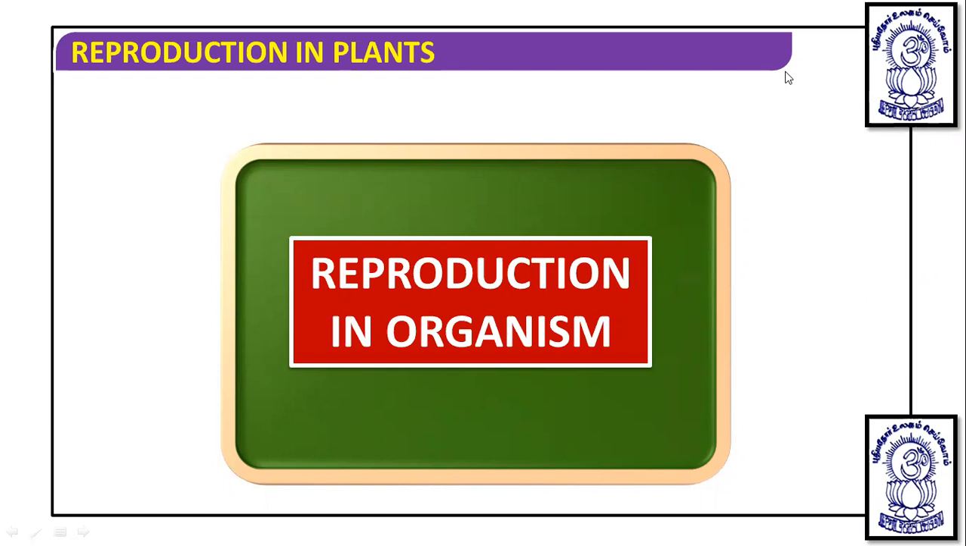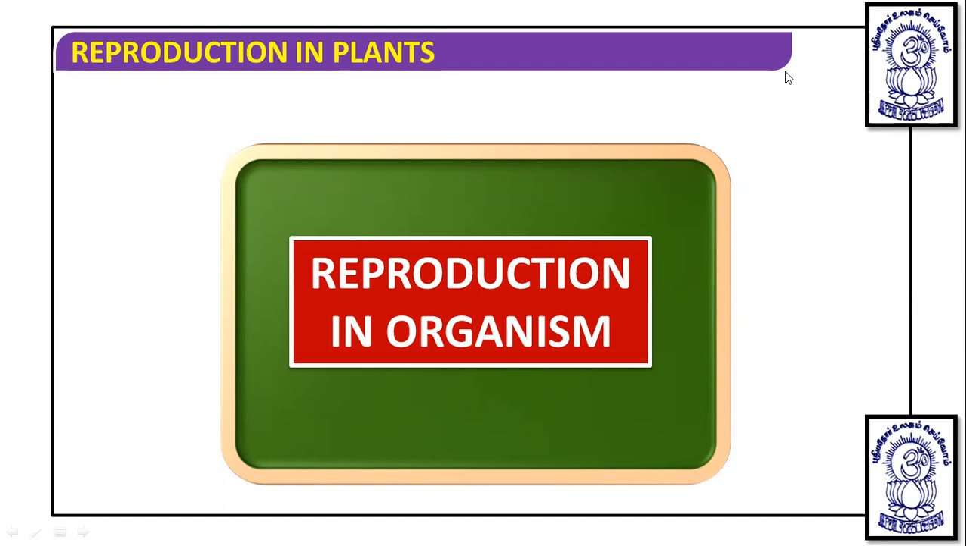Dear students, we are in a continuation of the chapter on reproduction in organisms. In the previous few lectures, we have completed lifespan and asexual reproduction, and in asexual reproduction, we have also discussed vegetative reproduction. In vegetative reproduction, the several means of natural vegetative propagation and artificial or man-made vegetative propagation we have discussed.